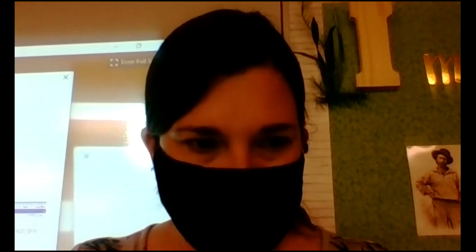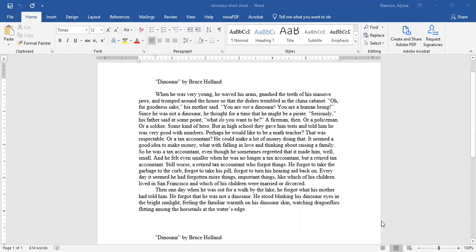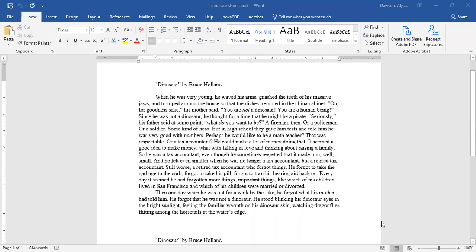And he felt even smaller when he was no longer a tax accountant, but a retired tax accountant. Still worse, a retired tax accountant who forgot things. He forgot to take the garbage to the curb, forgot to take his pill, forgot to turn his hearing aid back on. Every day it seemed he had forgotten more things, important things, like which of his children lived in San Francisco and which of his children were married or divorced.